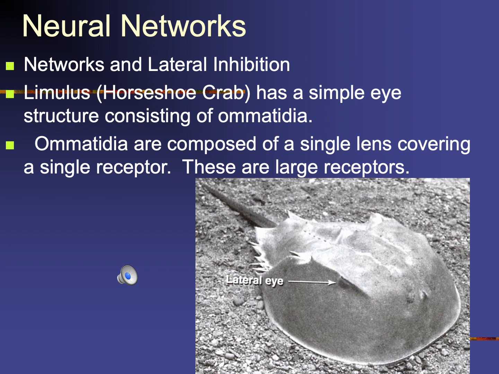Well, their visual system is not really called an eye. It's called the ommatidia, and the ommatidia are composed of a single lens covering a single receptor, similar to an insect. Insects actually have more sophisticated eyes than this horseshoe crab does. But basically you have a single lens covering a single receptor, and that's connected to a network of neurons, which I'll show you in a second.